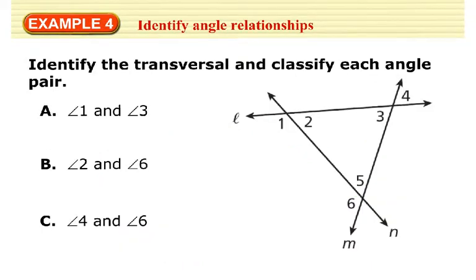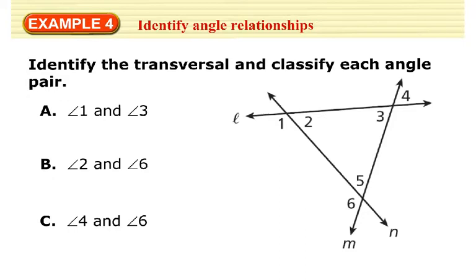Now this one is a little bit more tricky. We have 3 lines intersecting each other. However, any one of these 3 lines can be the transversal at any given point in time. It just depends on what angles we are looking at to describe or classify each pair.